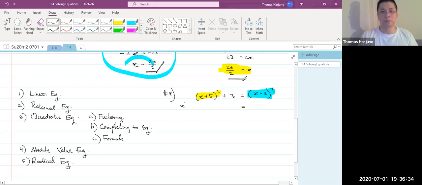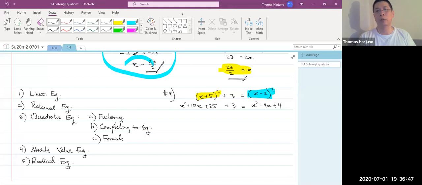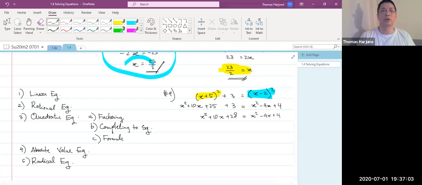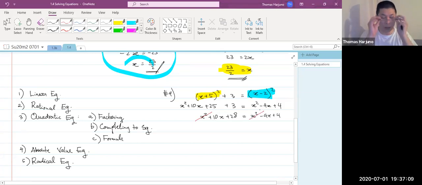So the next step: x squared plus 10x plus 25 plus 3 equals x squared minus 4x plus 4. Now we did this FOIL yesterday and I told you to memorize that, right? Now I will combine like terms for each side first, at least the left-hand side here I can combine. Now you see that the x squared cancel, right?